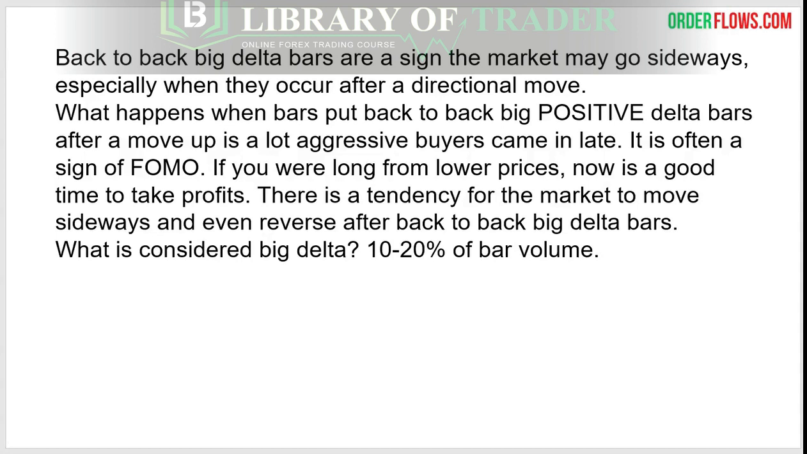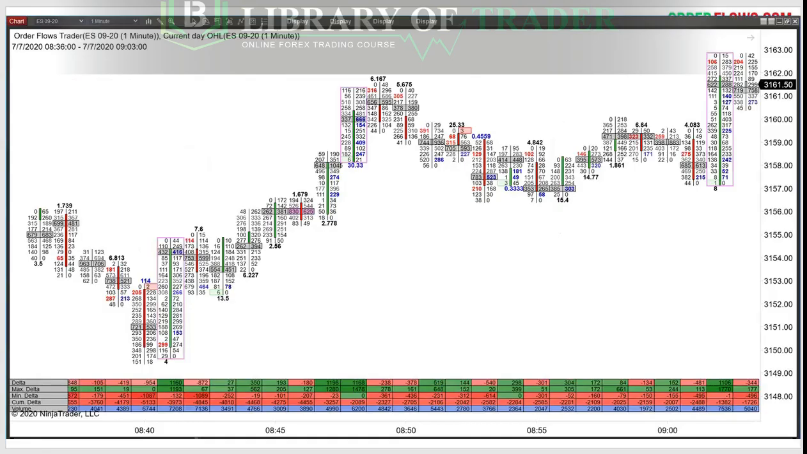So you got 2 different types of traders thinking. People that got in late thinking, oh my gosh, I gotta get in. They're aggressive, and people that were long from lower, they're looking to take profits. There's a tendency for a market to move sideways or even reverse after back-to-back big delta bars. Now, what's considered big delta? If the delta is about 10 to 20% of the volume, right?